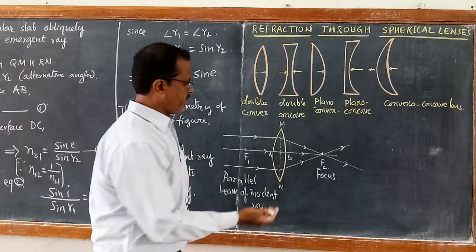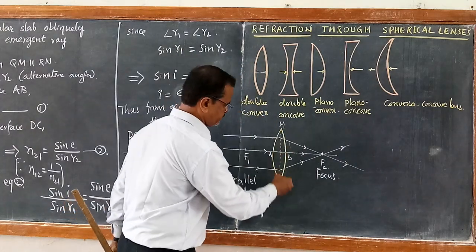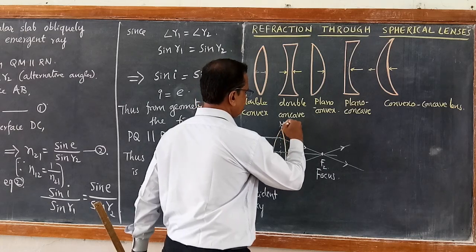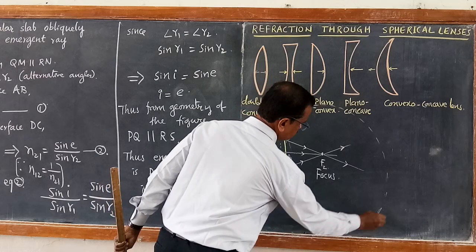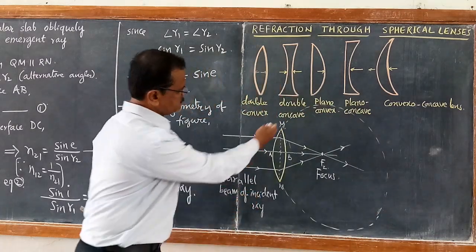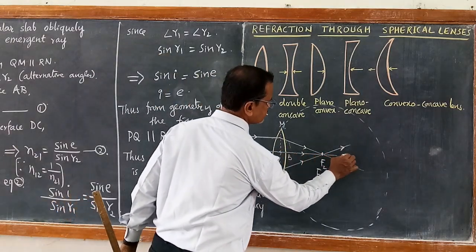And similarly it will have two radii of curvature, because this spherical surface MAN, if you just imagine, is part of a sphere. MAN is a part of a sphere, and then it will have its own radius.